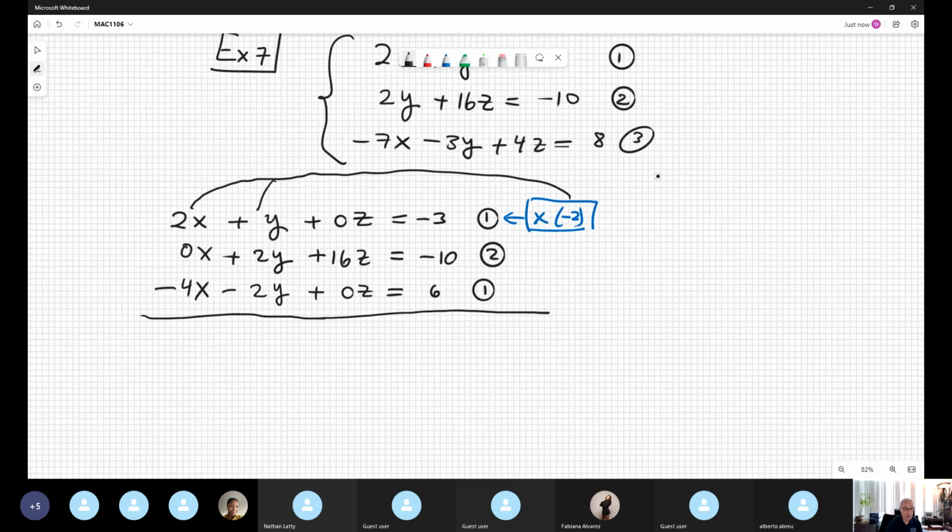So one more time, we're adding equation 1 plus equation 2, by column. This is minus 4x, 0 minus 4 is minus 4. The y part is cancelled. That was my strategy. And 16z equal minus 10. I want to call this equation 4.